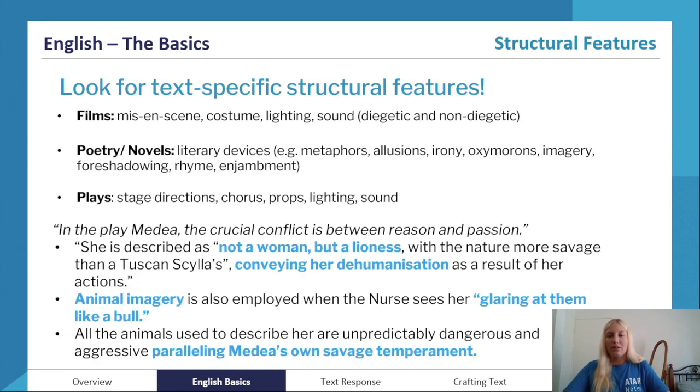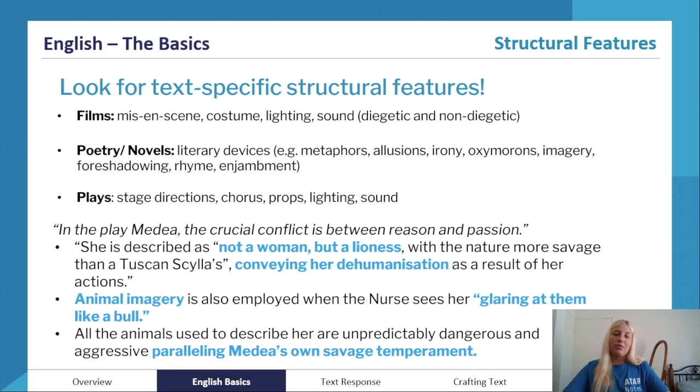Now, I mentioned the importance of this before, but you need to look for text-specific structural features. So when you're working with a text of a certain genre, it will have its own genre-specific language devices. You need to be aware of these, be able to find them and analyze them. Scatter not just normal quotes in your essays, like dialogue and stuff, but scatter lots and lots of actual language devices and features of a text construction and analyze those as well.